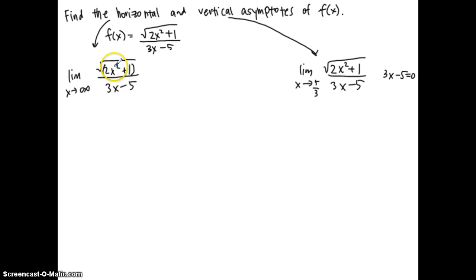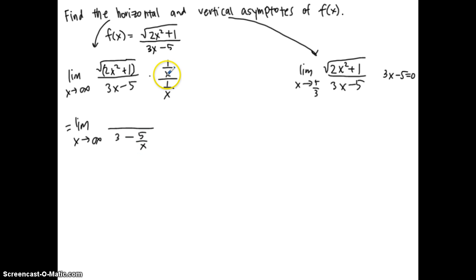What is the highest degree here? The highest degree happens to be 1. Because in this case, it's not a 2, it's not x squared, because we are going to eventually square root that. So the highest degree is 1. So what I'm going to do is multiply top and bottom by 1 over x. Now on the bottom, that's easy to distribute in. On the bottom, I get 3, the 2x's cancel, minus 5 over x.